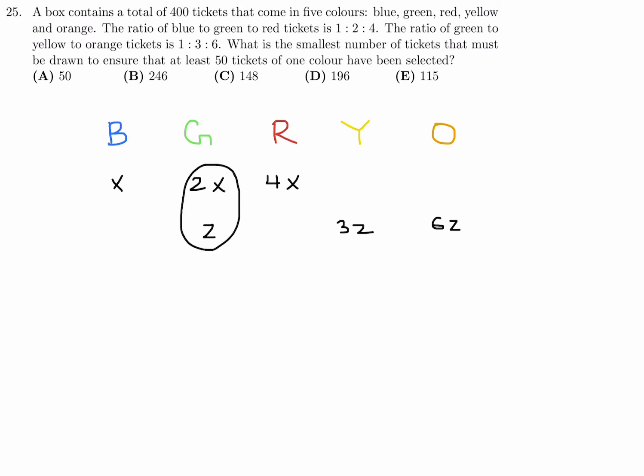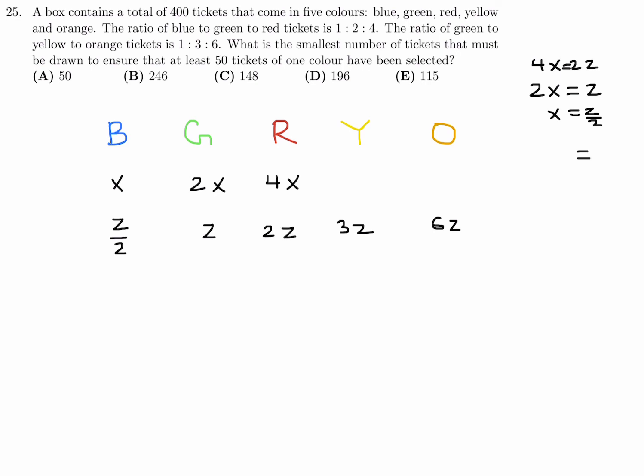Well, Z represents the number of green tickets, but so does 2X. So that means that 2X is equal to Z. If 2X is equal to Z, that means X is equal to Z over 2. So put that here. 4X would be equal to 2Z. So put that here. And then 3Z would be equal to 6X. So put that here. And 6Z will be equivalent to 12X.